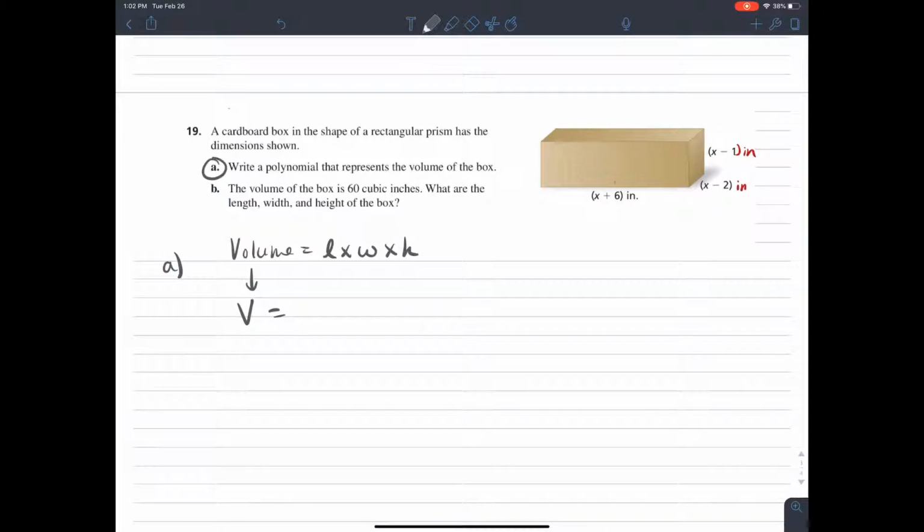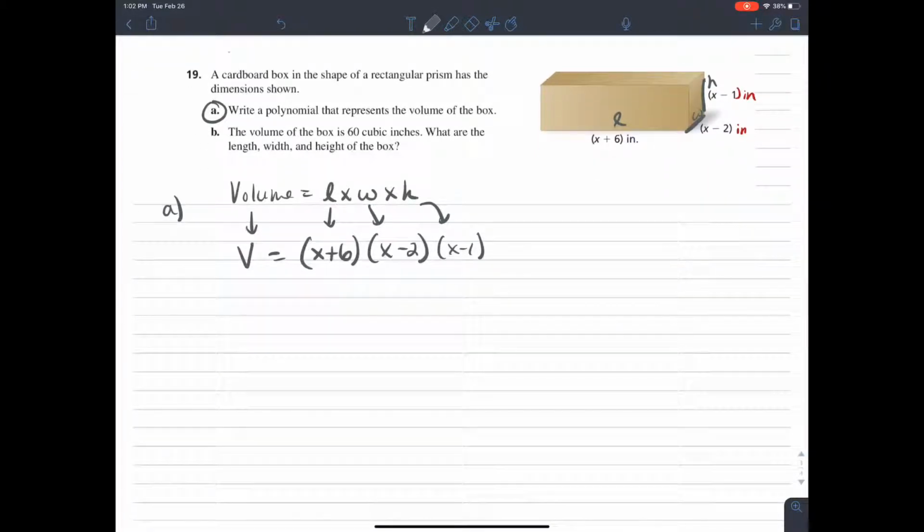Now the length of this box was x plus 6. Now they put it in parentheses, so we know that the entire x plus 6, both of those things, make up our length. Now our width, how wide is this box? They've called this x minus 2. And again, we put it in parentheses, so we better know that the x and the minus 2 make up the one width. Then our height, how tall is the box? They've called that x minus 1. So this polynomial does represent the volume of the box. This polynomial is in factored form.